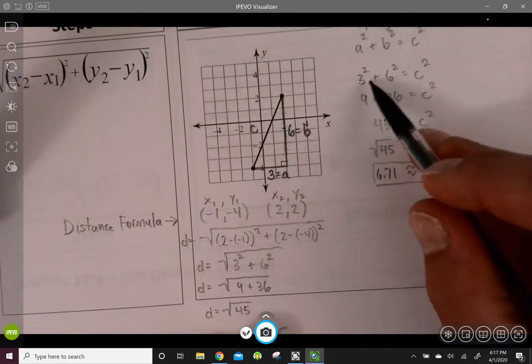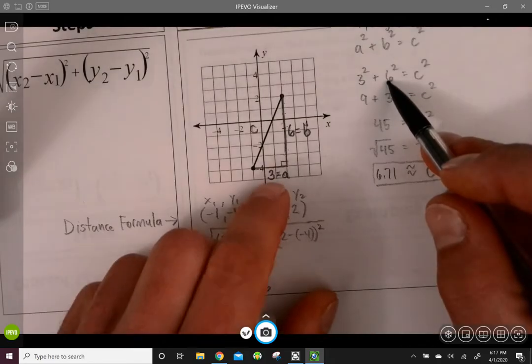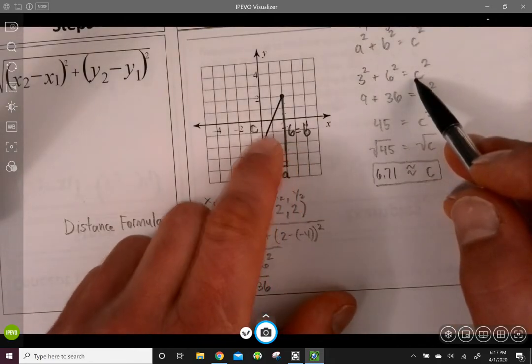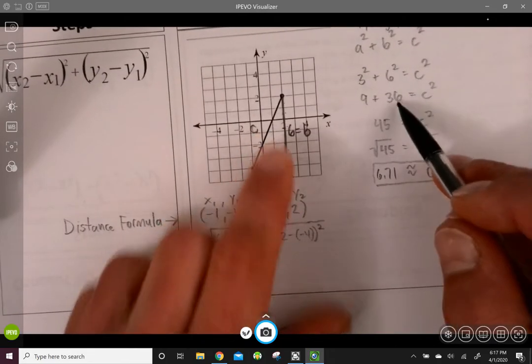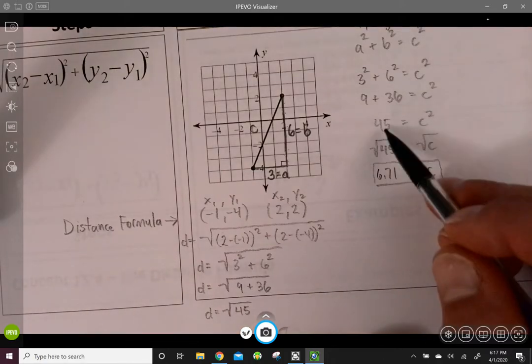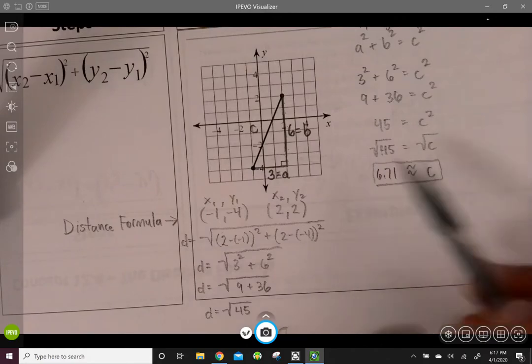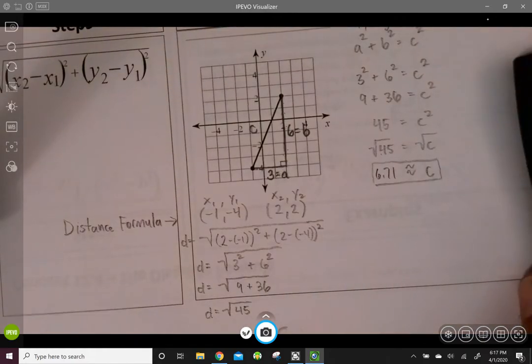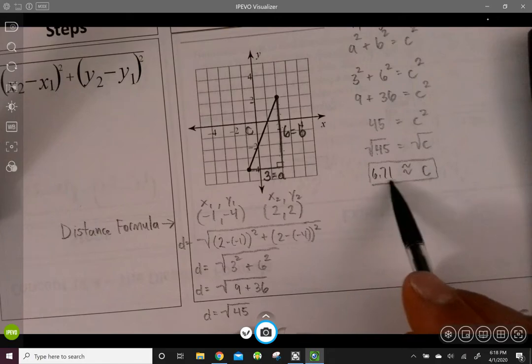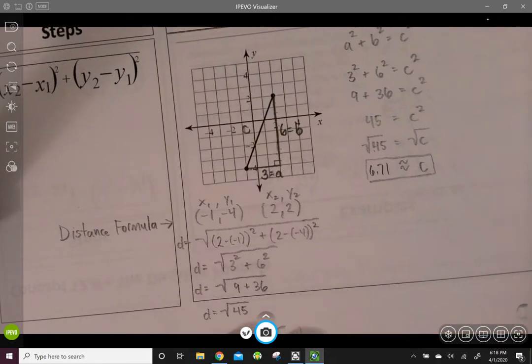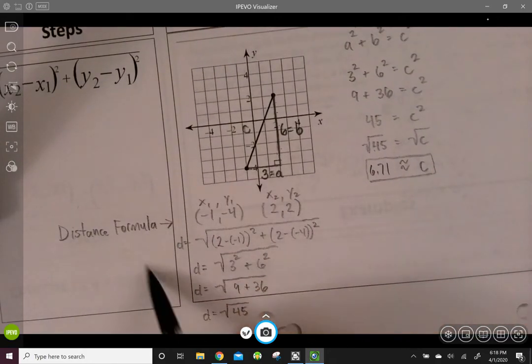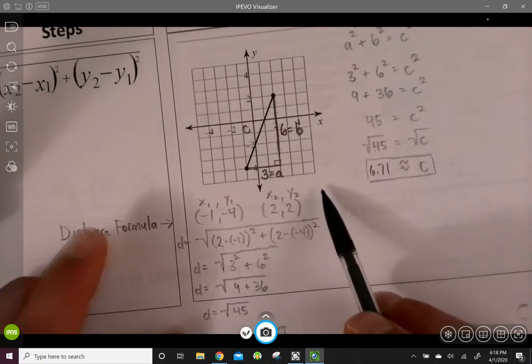Okay, so 3 squared plus 6 squared should be equal to the square of the hypotenuse. So 9 plus 36 equals c squared. So 45 equals c squared, and the square root of 45 is equal to c, and that means that c is approximately 6.71.